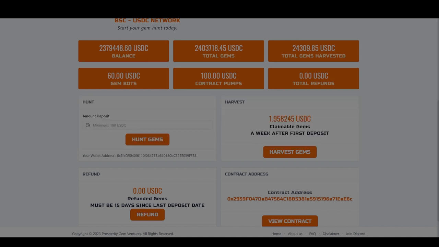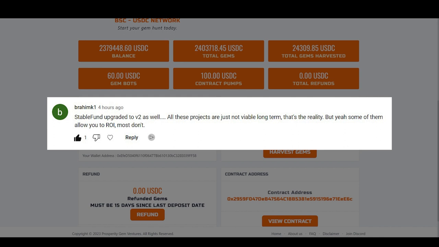In this next comment: Stable Fund upgraded to V2 as well. All these projects are just not viable long-term. That's the reality. But yeah, some of them allow you to ROI, most don't. He's making a Stable Fund comparison. There are a lot of projects that do release multiple versions until they eventually disappear. I agree. Some of these projects do allow you to ROI, but most don't. I agree with that. That is step number one, ROI, so that you're in the clear. And then after that, you're home free.